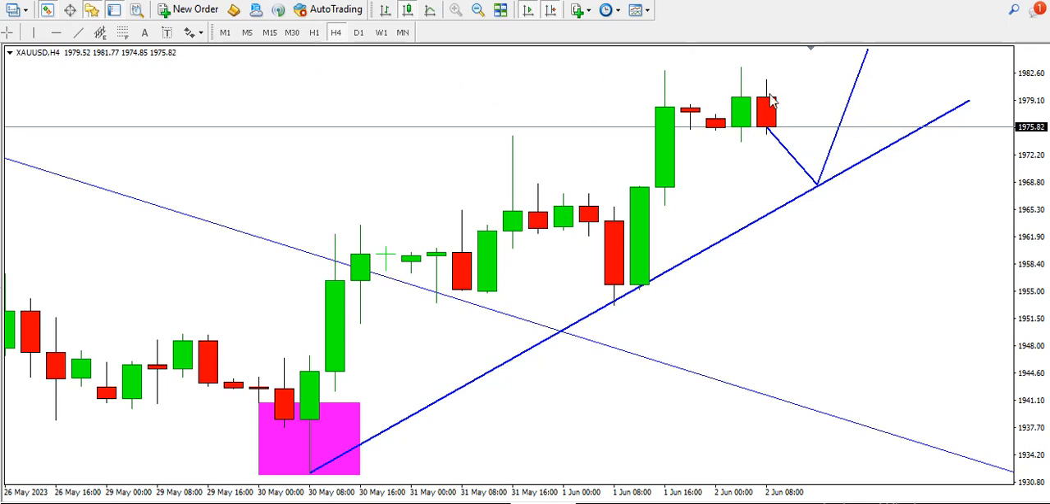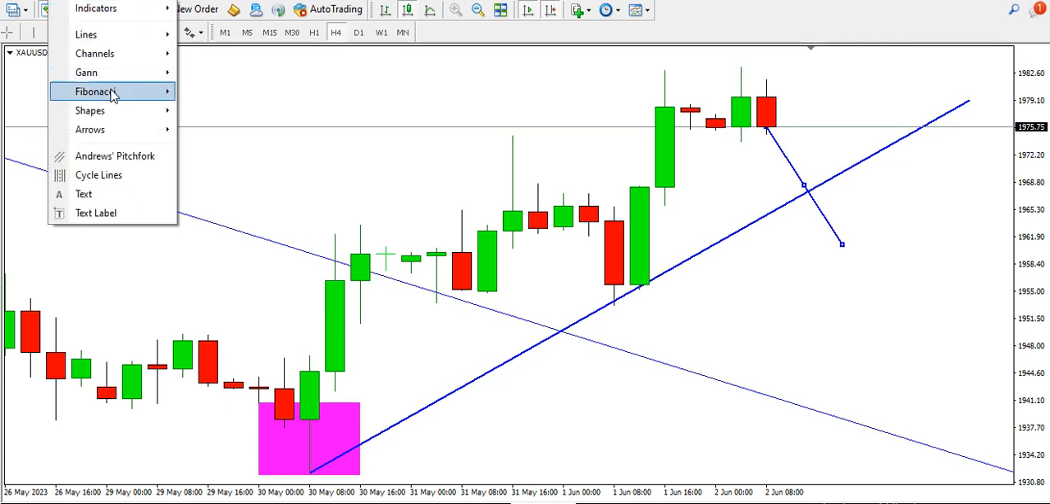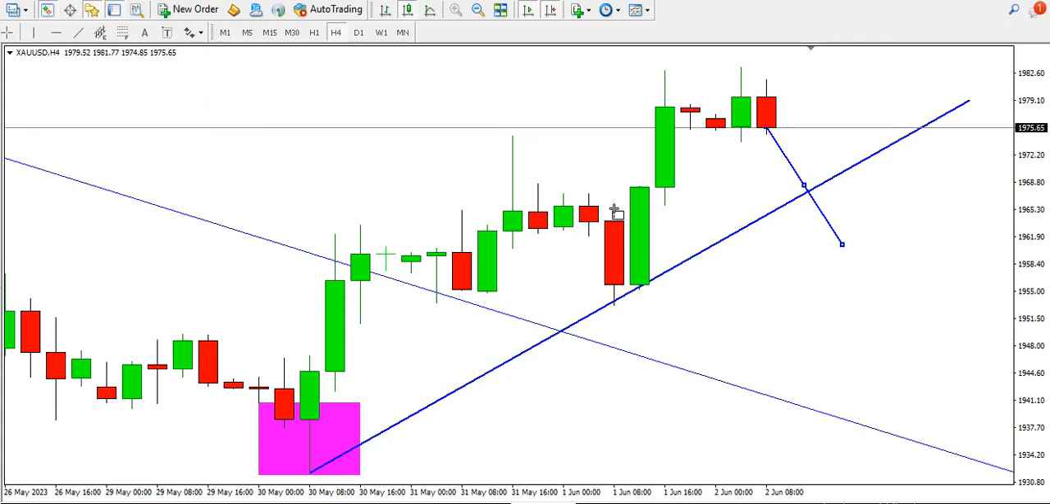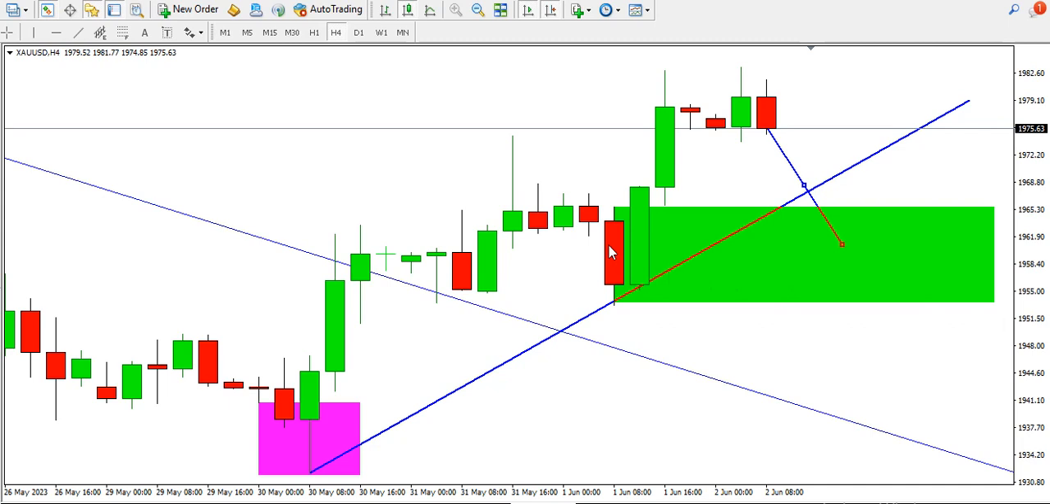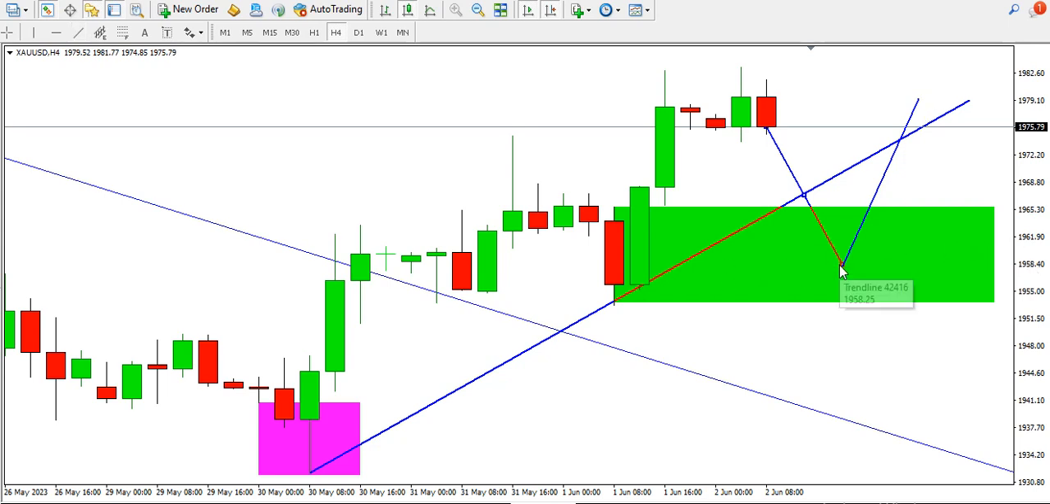All right, but if price fails and breaks this ascending trend line, there's a bearish order block that might serve as support to price at this particular point. If this order block is able to serve as support to price, we might see price finding support and then rising from this particular level. So that's that for the 4-hour analysis.